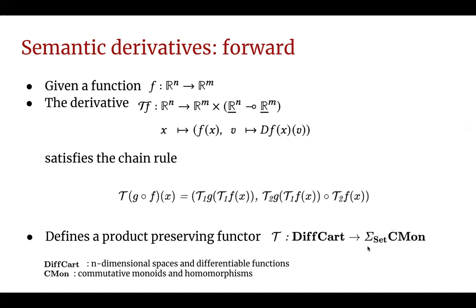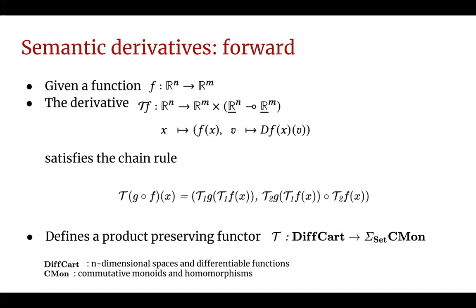And they're just sigma types of categories, or so-called Grothendieck constructions. And it turns out that as long as you take this codomain to be the sigma type of commutative monoids indexed by sets, then this forward derivative becomes a functor again. And in fact, it is a product preserving functor if you calculate what the products look like in these sigma types of categories.